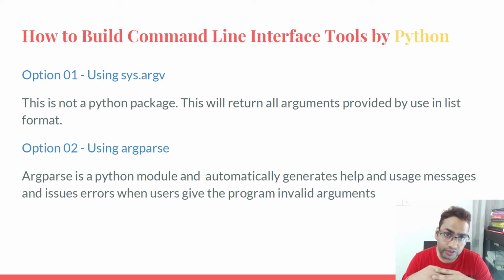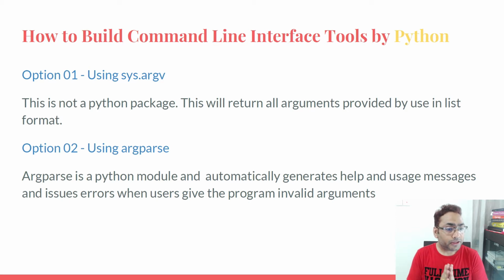There are two options you can use to build them. The first is sys.argv. If you are familiar with Python, you just import the sys module and then use sys.argv in your code. It returns the list of arguments passed by the user, so all the arguments are available inside your script in list format. I will show you practically, but before going into my IDE, I want to make some theory clear.